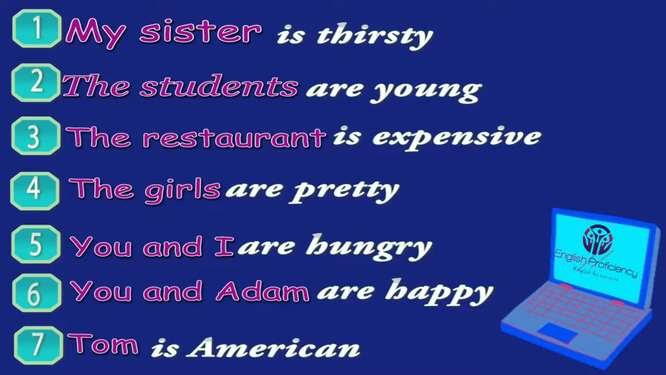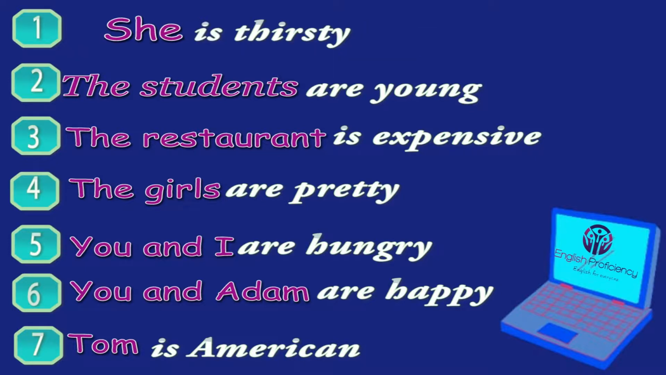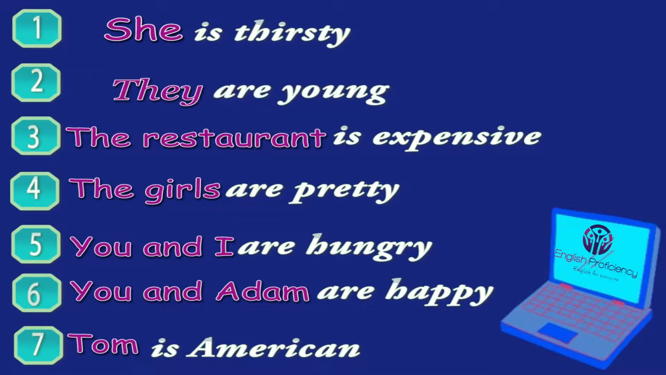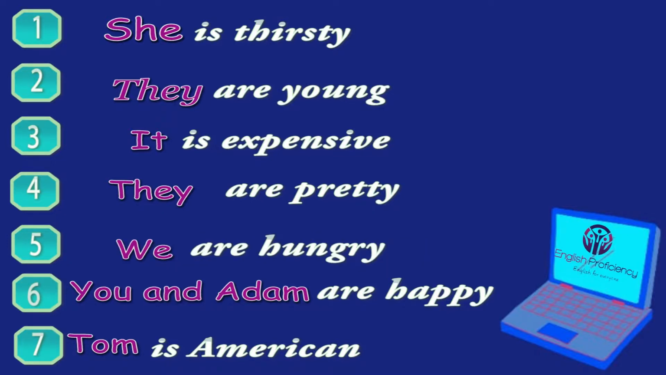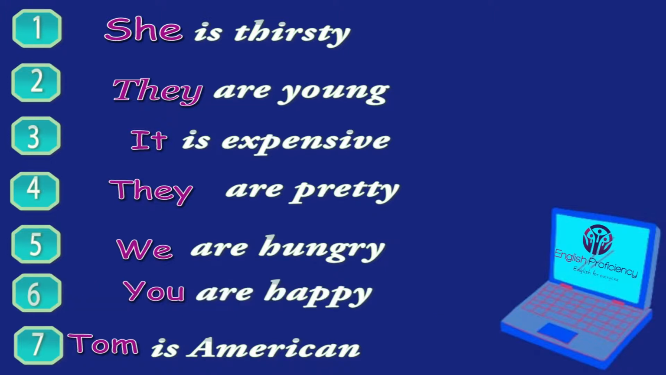Now, let's see the answers. Number 1. She is thirsty. Number 2. They are young. Number 3. It's expensive. Number 4. They are pretty. Number 5. We are hungry. Number 6. You are happy. Number 7. He is American. We have come to the end of this lesson.